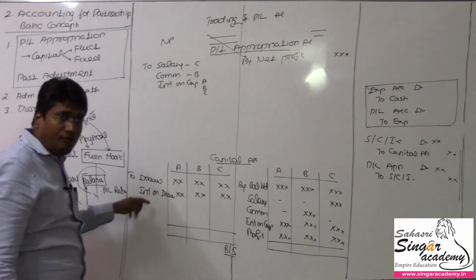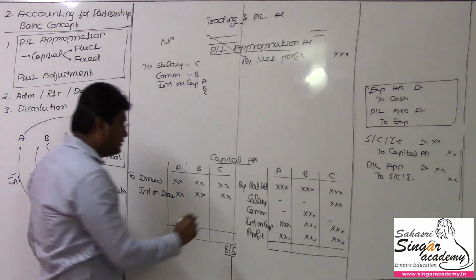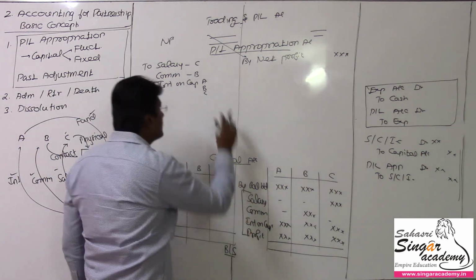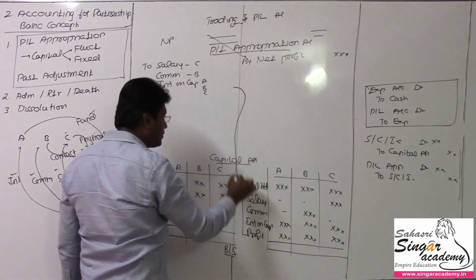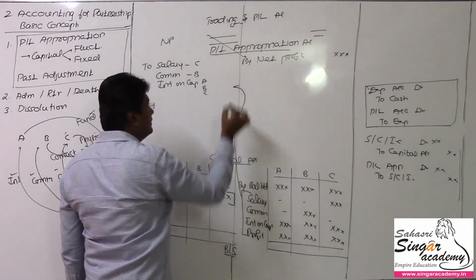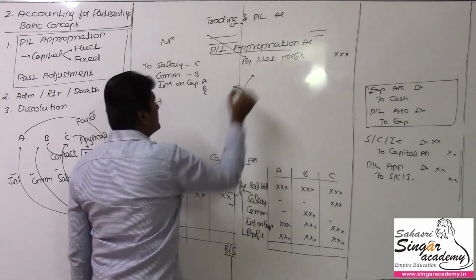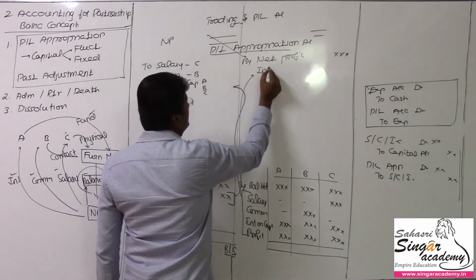Similarly, they have withdrawn. For that, interest is recoverable. This block will come here. This block will come here. Okay, then I hope you could understand. And this block will go to this place. So interest on drawings.